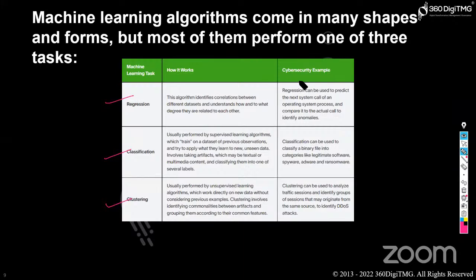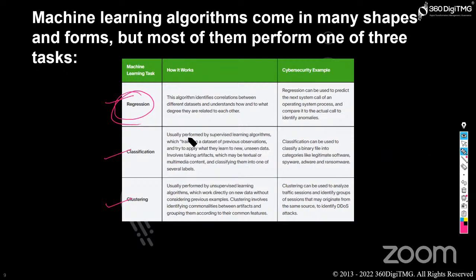Cybersecurity example, guys. Again, we are discussing which domain? Cybersecurity. So let us try to understand a cybersecurity example pertaining to regression. Regression can be used to predict the next system call of an operating system process and compare it to the actual call to identify an anomaly.